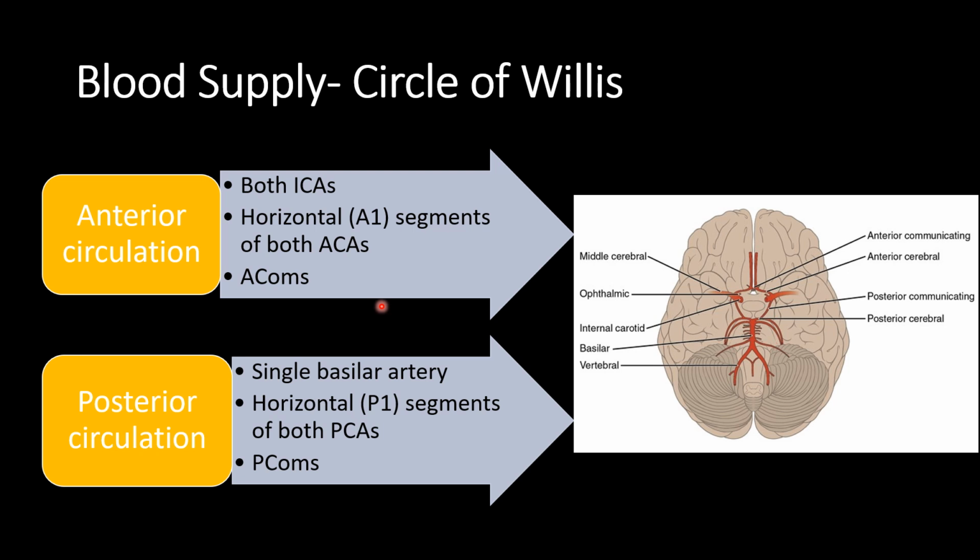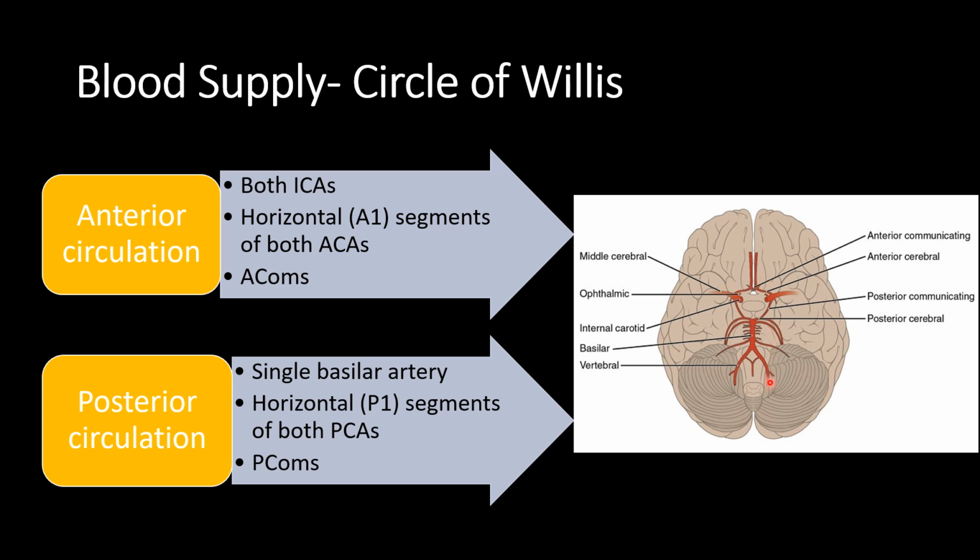Good evening everyone. In this video we'll discuss the blood supply of the brain. The blood supply of the brain is via the circle of Willis, which includes the anterior circulation and the posterior circulation. The anterior circulation is formed by both the internal carotid arteries, the horizontal segment of the anterior cerebral artery and the anterior communicating artery.